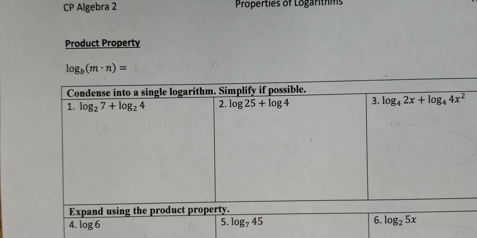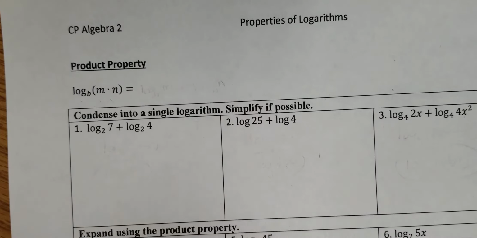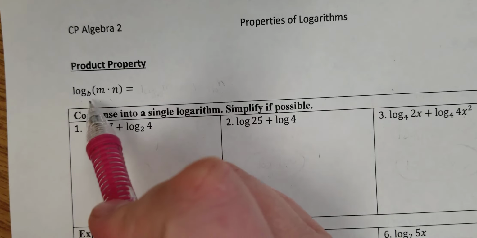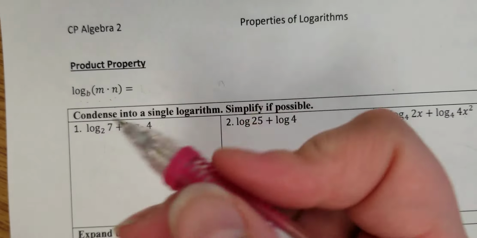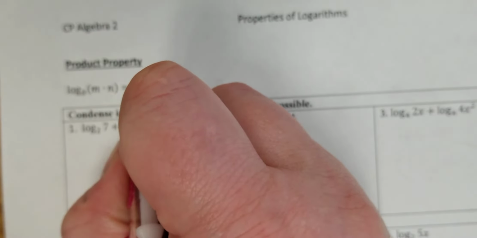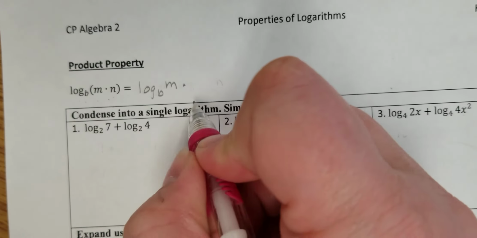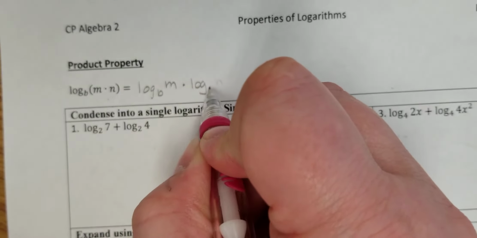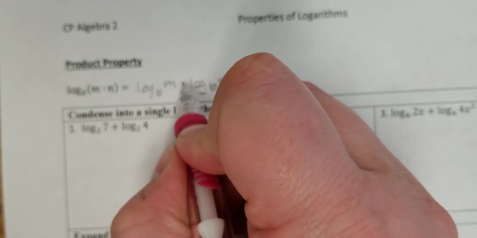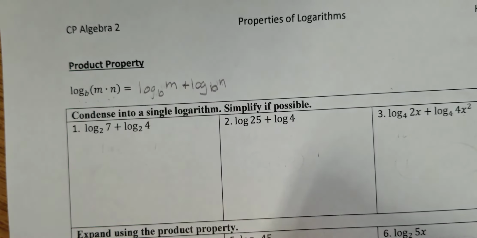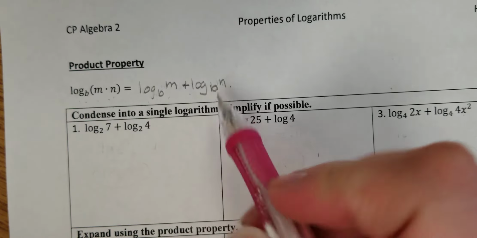All right, let's start lesson number 2, the properties of logarithms. So the first property is the product property. So we have log base b of m times n. It is rewritten as log base b of m, and I was wrong, it's not times, it's a plus sign. Okay. So log base b of m plus log base b of n.